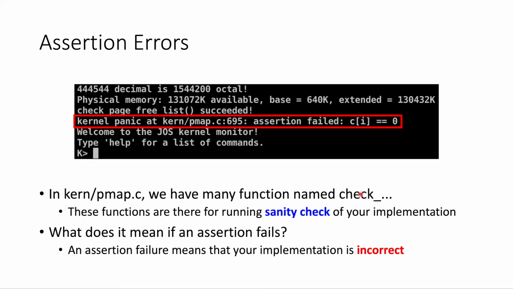And these check functions are there for checking the correctness of your implementation of Lab 2. So if you encounter this kind of assertion error, this means that your implementation is incorrect. Please take a look at the code around that point. For example, open kernel/pmap.c and take a look at line 695 and the code around it, and try to understand what this assertion wants to check.